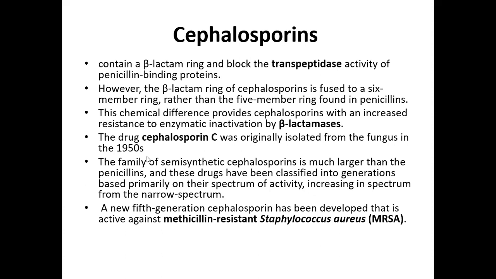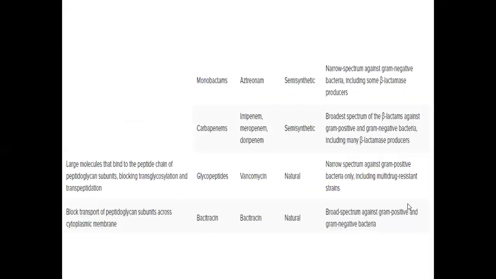Cephalosporins were also isolated from a fungus, so this is a natural antibiotic, and the family of semi-synthetic cephalosporins is much larger than the penicillins. These drugs have been classified into generations based primarily on their spectrum of activity, increasing in spectrum from the narrow spectrum. A new fifth generation of cephalosporins has been developed that is active against methicillin-resistant Staphylococcus aureus, which is not sensitive to the other groups of beta-lactams.